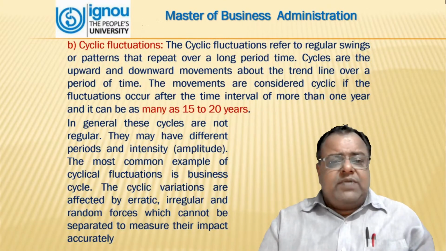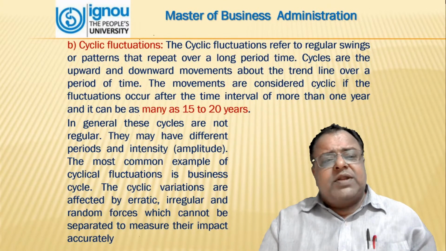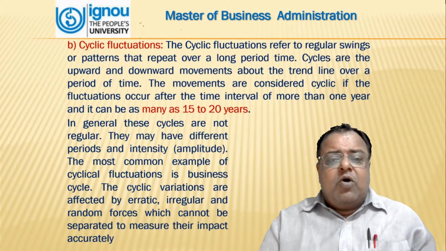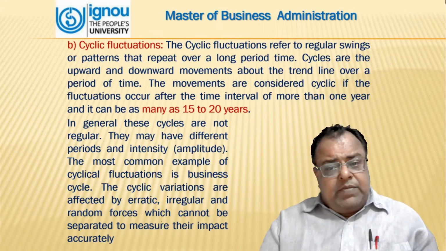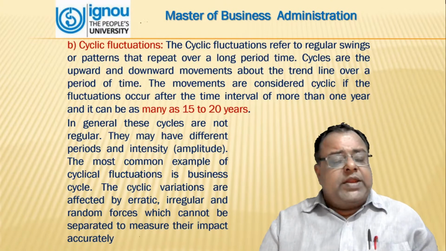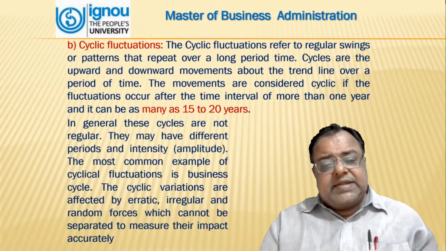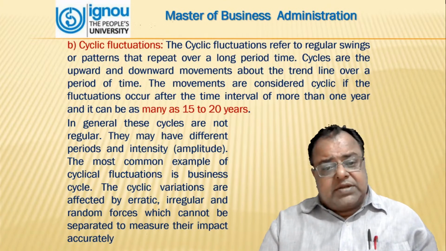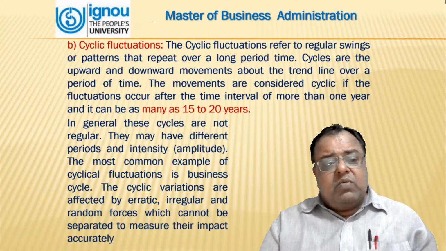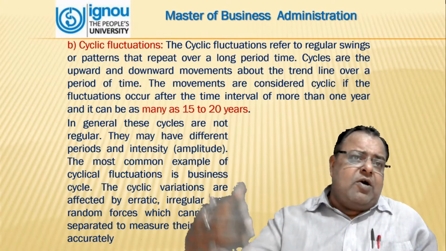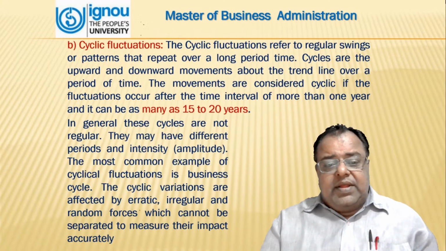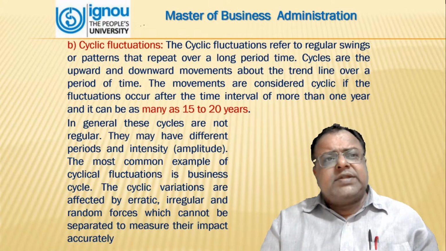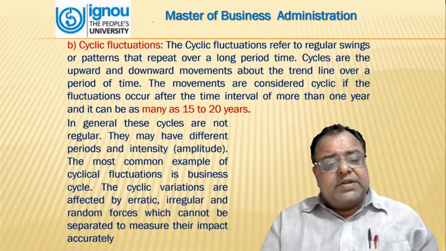As far as cyclic fluctuations are concerned, this refers to regular swings or patterns that repeat over a long period of time. Cycles are the upward and downward movements about the trend line over a period of time. The movements are considered cyclic if the fluctuation occurs after a time interval of more than 1 year, and it can be as long as 15 to 20 years. In general, these cycles are not regular. They may have different periods and intensity, that is, the amplitude. The most common example of cyclic fluctuation is the business cycle.